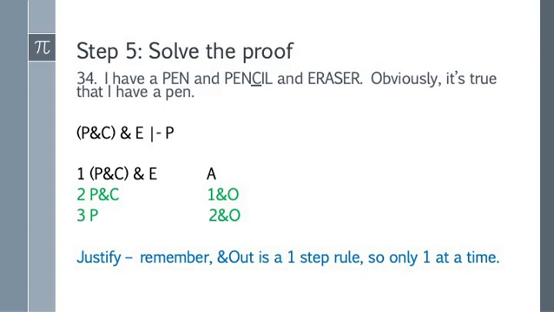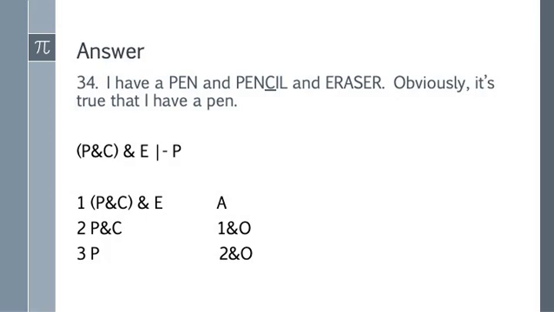Now we have to justify them, right? So line 2, P and C, is taken by line 1. We just took out the first part of that big conjunct. So remember, and out is a one-step rule, and you can only do it one piece at a time. So for line 2, line 1, and out. Remember, it's already a conjunction, so you're only taking one piece at a time. That's why and out is a one-step rule. So line 3 is just based on line 2. Now that we have P and C, we just take out the P part, and then we have 2 and out. Here's the final answer with the sequent and the proof solved.